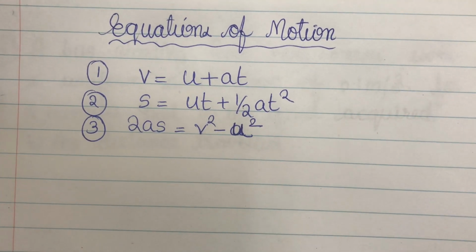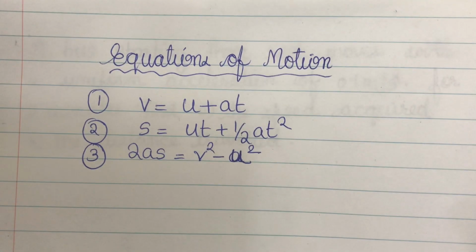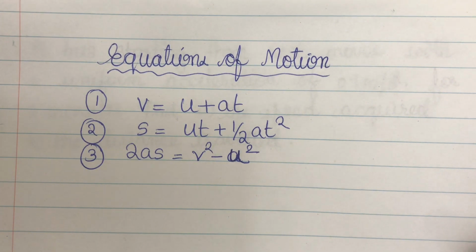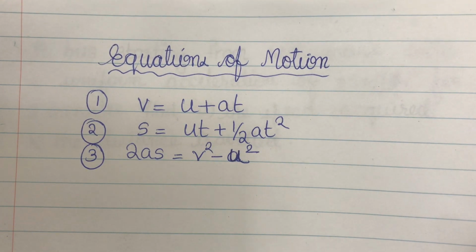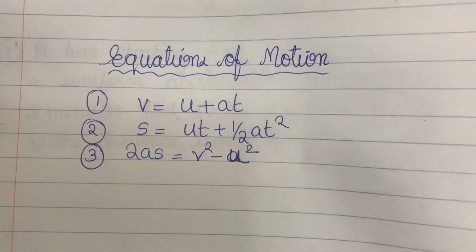There are three equations of motion. The first one is V is equal to U plus AT, which gives us the final velocity, and the second one gives us the displacement, which is equal to UT plus half AT square, and the third one is 2AS is equal to V square minus U square.